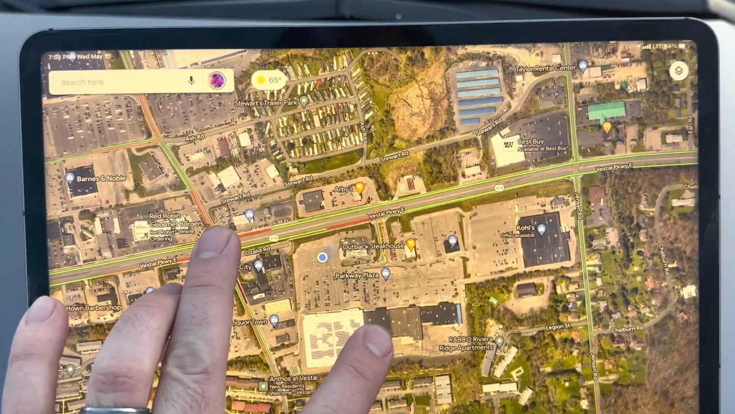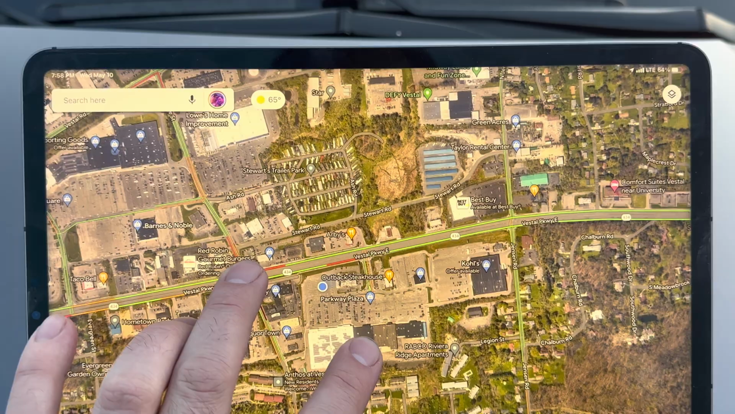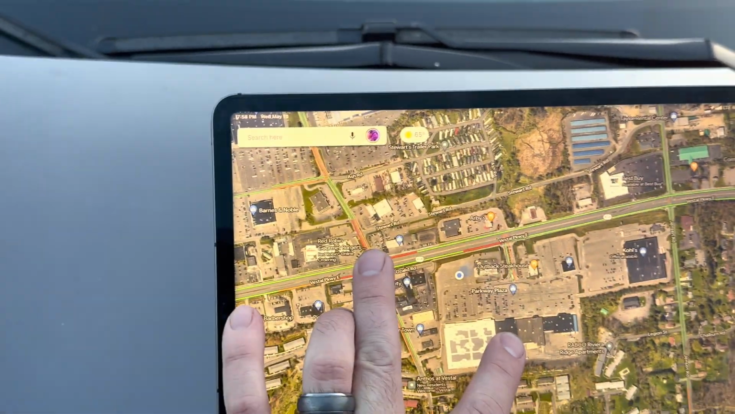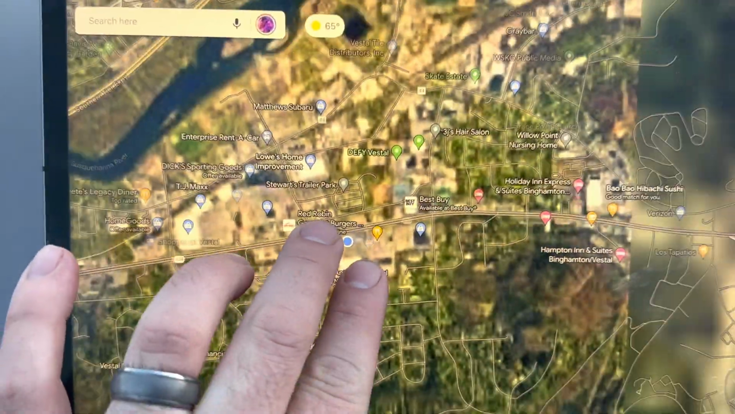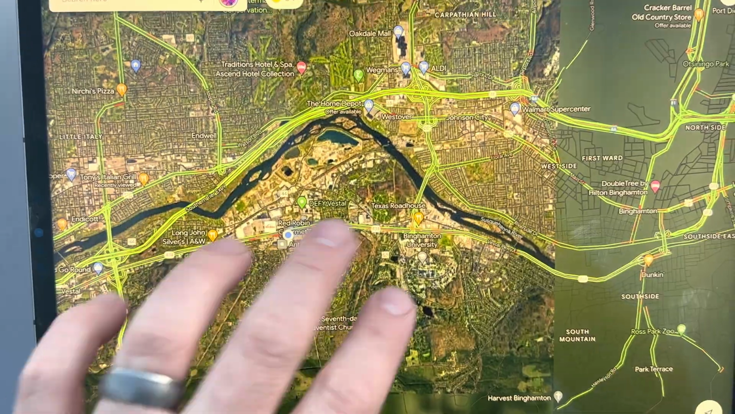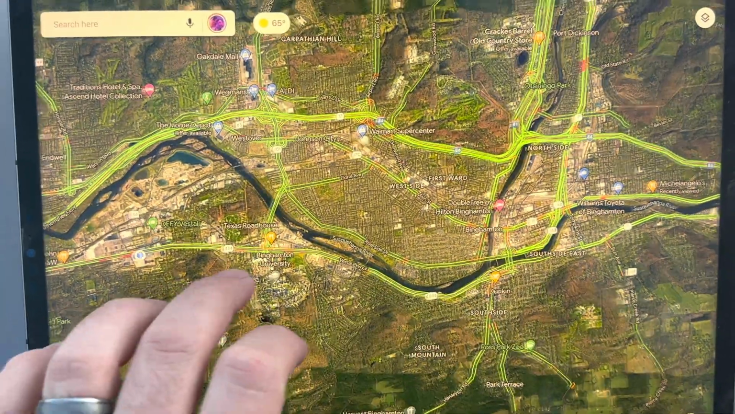this is where we are at the Town Square Mall. Or I'm sorry, this is where we are at the Vestal Parkway Plaza here. And up here, we are along the Vestal Parkway. And there's the rest of Vestal. Downtown Binghamton is off to our east over there.